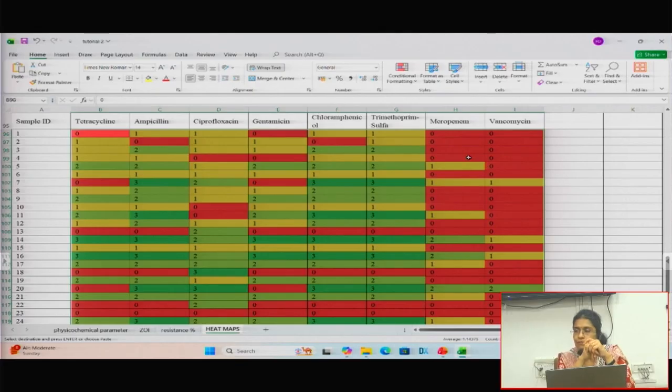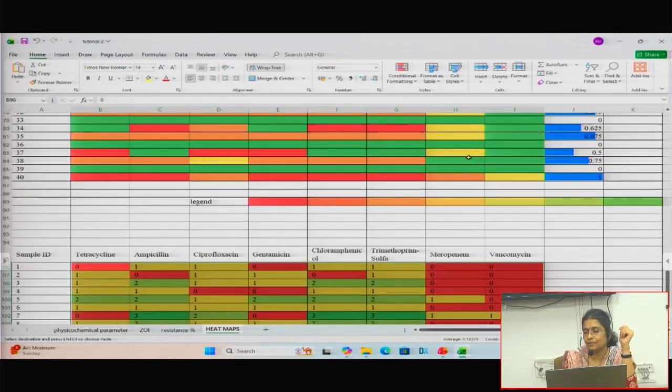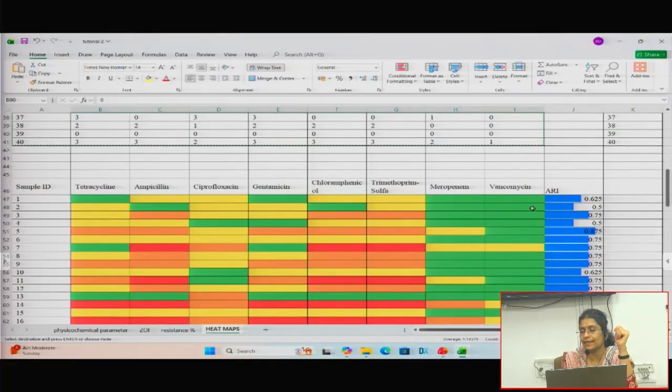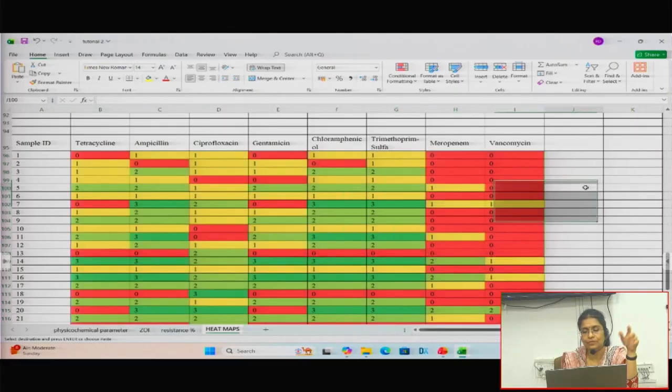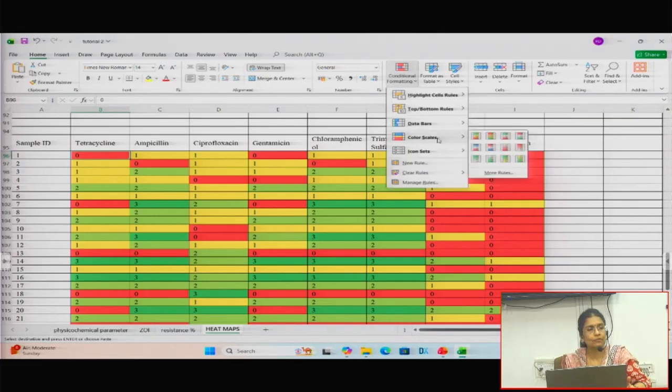All right. From here, you can also go ahead and calculate what is called an ARI index. This is also very important. So class, all of you, have you understood this? Heat map. Just go ahead and copy the same data. Please do not include the sample ID and all that. Starting from the first data, take the whole thing and then go to the Home page. Here you would go to conditional formatting, then to the color scales. Whichever scale of your liking, select that. And then it's just a different way of representing your samples.